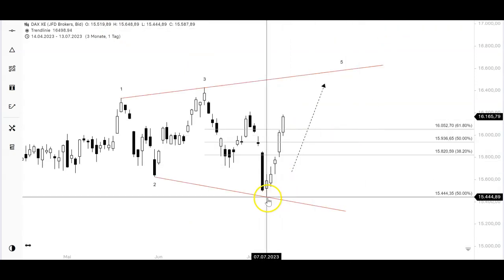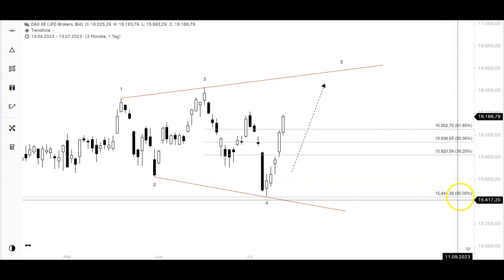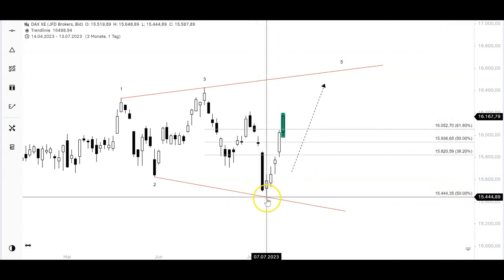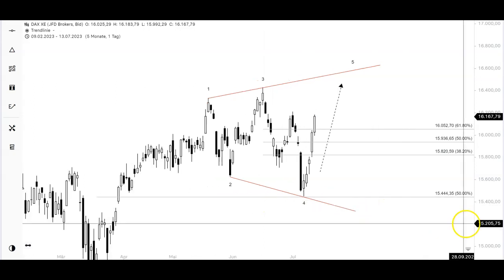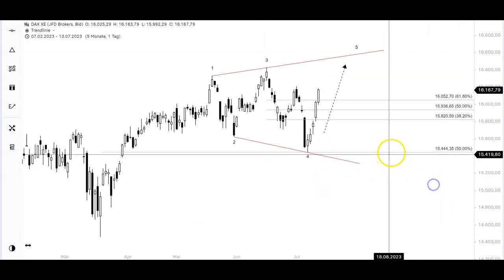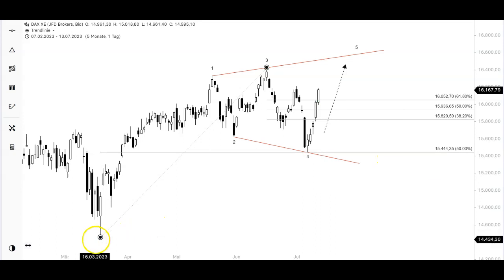And by the way, have a look at that 15,444. The low was at the same level, and once I zoom out here, this was exactly the 50% retracement of that rally we had since March. So we retraced 50% within 3 weeks, which was a very, very healthy move. So the potential that we run now much, much higher is actually there. So the correction here is, in my point of view, done.